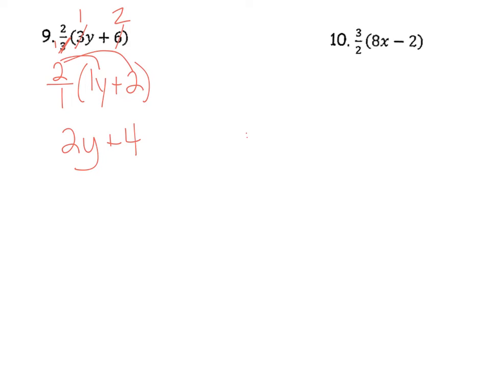Number 10. The 2 that's on the denominator is going to be divided into the 8, and it's going to be divided into the other 2. 2 goes into 8 4 times. 2 goes into 2 1 time. Okay. There's a 3 on the outside, but on the inside I have a 4x minus 1. That's what I distribute. So 3 times 4x. 3 times negative 1.